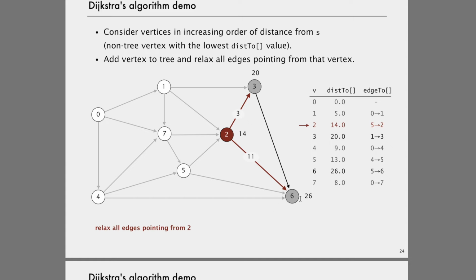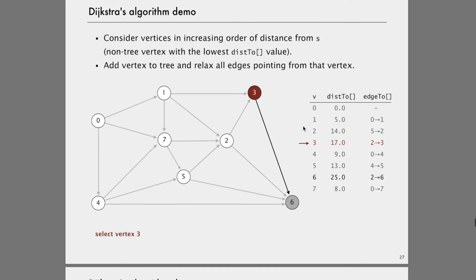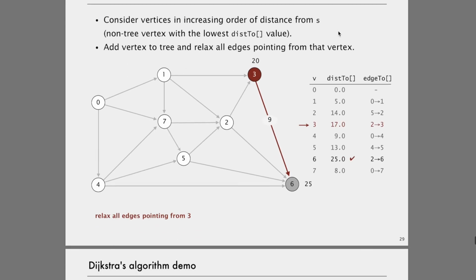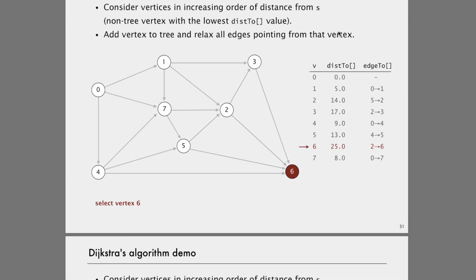And then the next to last step is to pick 3. And that doesn't give us a new way to 6, and then finally we pick 6. And then we know now the shortest path to all the vertices from vertex 0.